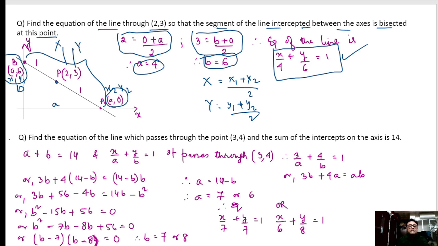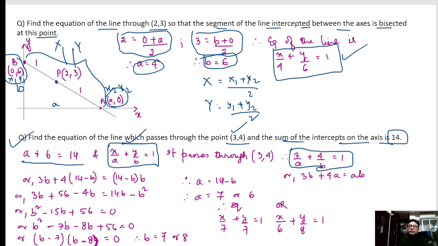Similarly, find the equation of the line which passes through this point, and the sum of the intercepts on the axes is 14. The intercept form equation is this, and this point lies on the line, so we can put x as 3 and y as 4. That gives one equation, and we know a plus b equals 14. So a is 14 minus b.